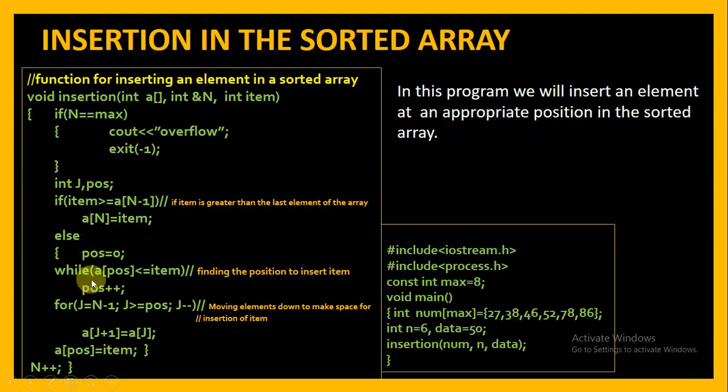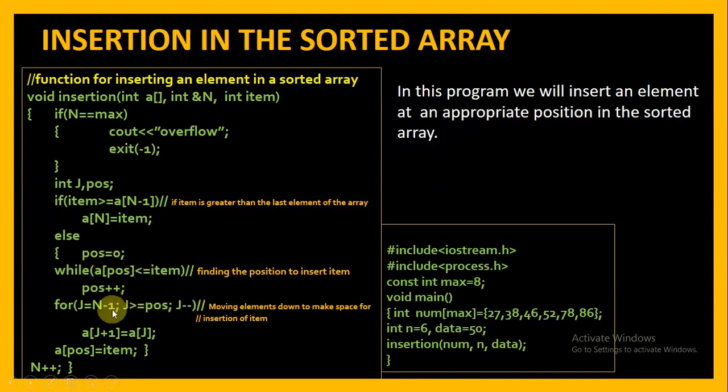Else I will first find out the position. So I will initialize pos to 0, because the first element's index starts from 0. While a[pos] is less than or equal to item, while the elements in the array are less than or equal to item, I will keep on incrementing pos. I am trying to find the position where I want to insert the element.